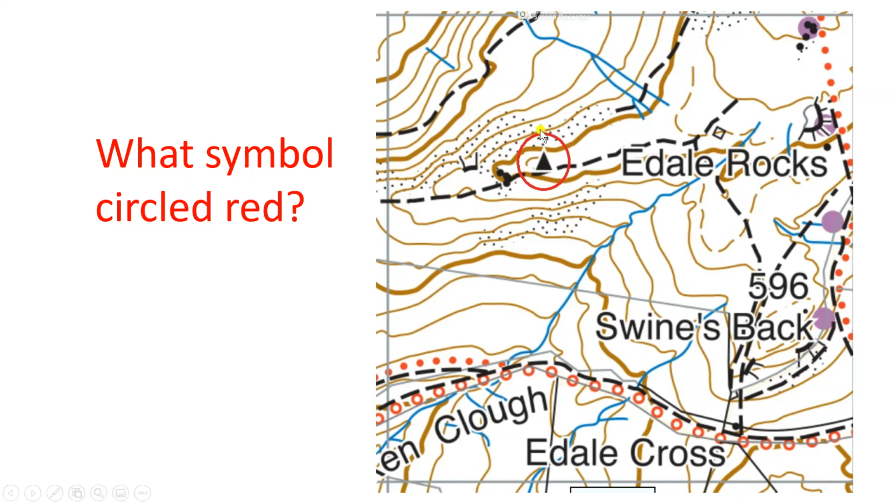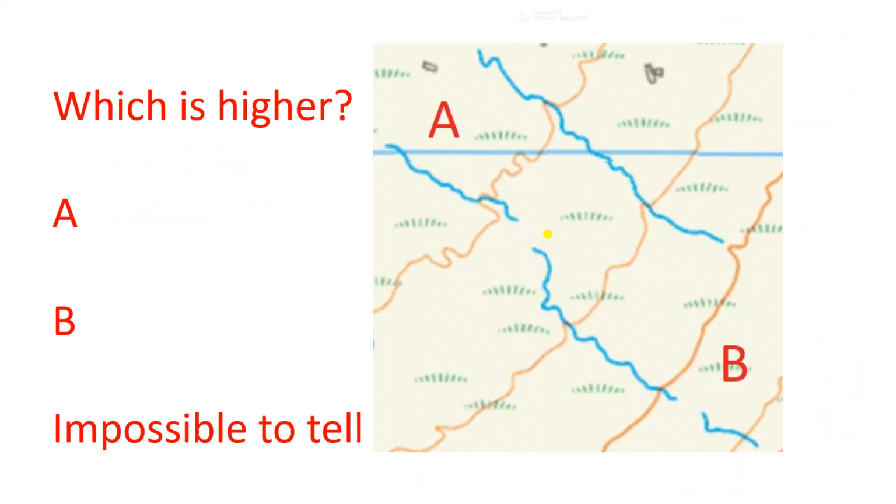This question, I've circled a feature, this black triangle. So I want to know, what is that a symbol for, that black triangle? Okay, this one, we've got 2 points, A and B. I want to know which is higher, A or B, or is it impossible to tell from the extract that we've been given?